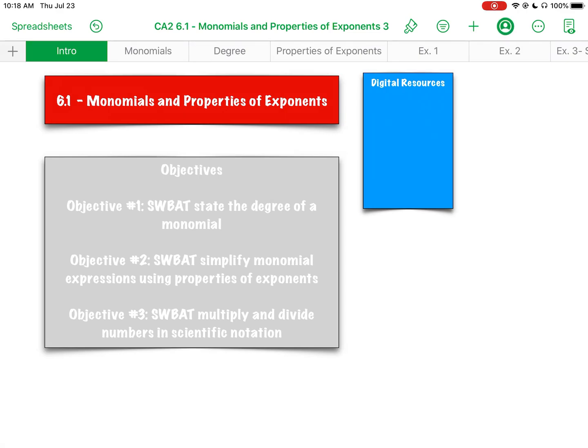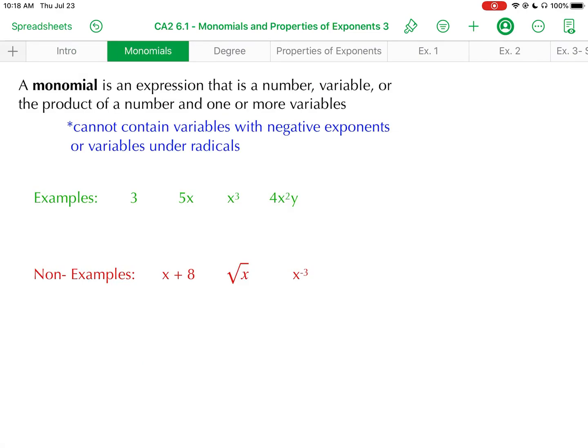Okay, so a monomial is defined to be an expression that's a number, a variable, or the product of a number and one or more variables. Okay. It cannot contain variables that have negative exponents or variables underneath radicals. And you want to think the root word here is mono, which means singular. So a monomial, it has to be a single term. It can't have multiple terms to it.